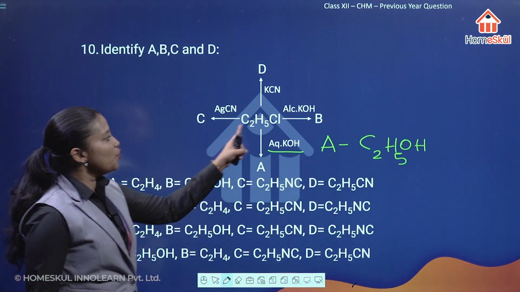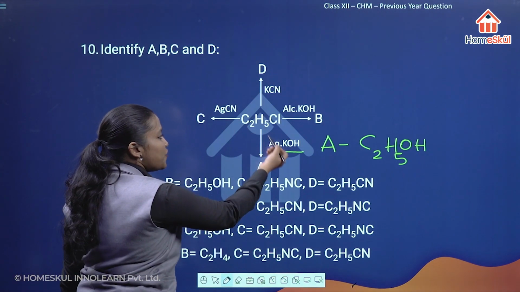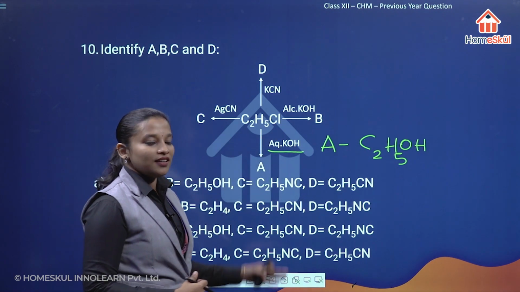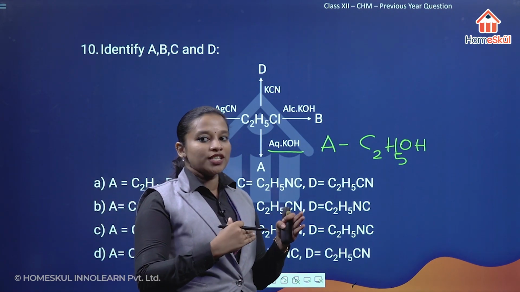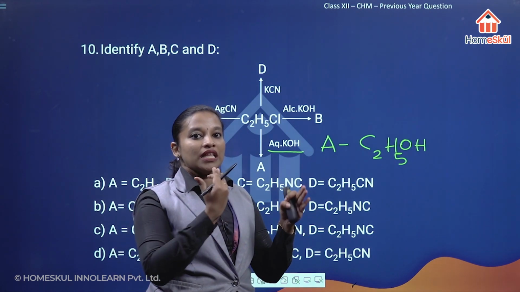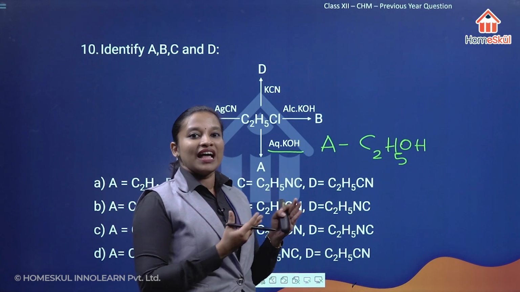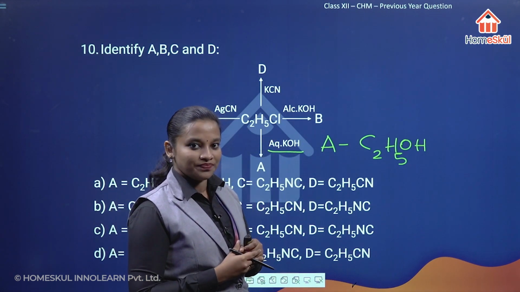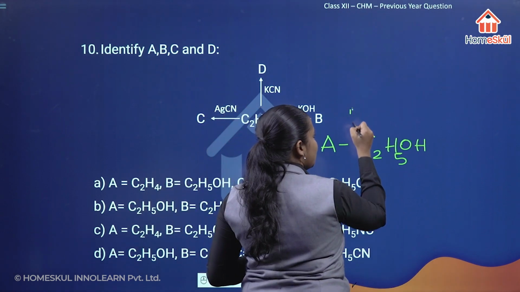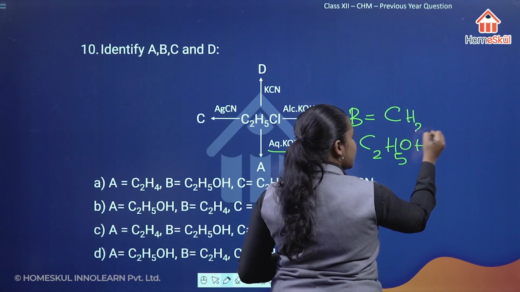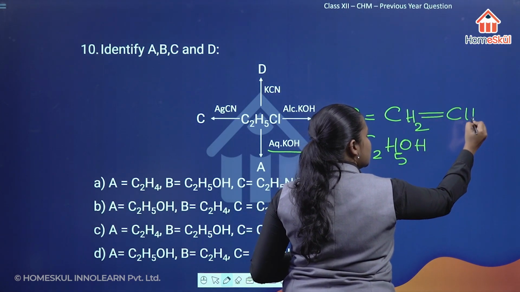Now moving on to the next. C2H5Cl reacts with alcoholic KOH. You know that when it reacts with alcoholic KOH, dehydrohalogenation happens that results in the formation of an alkene. Here, in the case of C2H5Cl, the B will be the corresponding alkene, that is CH2=CH2.